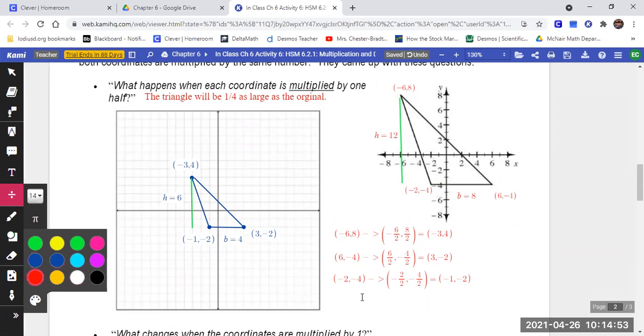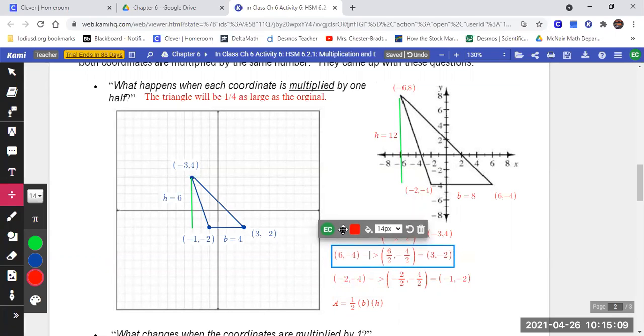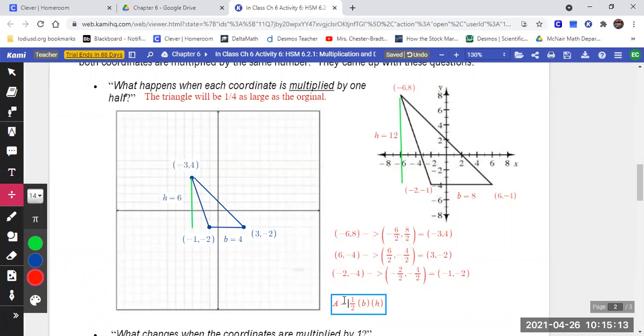For triangles, the area is half times the base times the height, okay? It's kind of an easier formula than the trapezoid because the trapezoid's just weird, okay? So we're gonna put our numbers in.